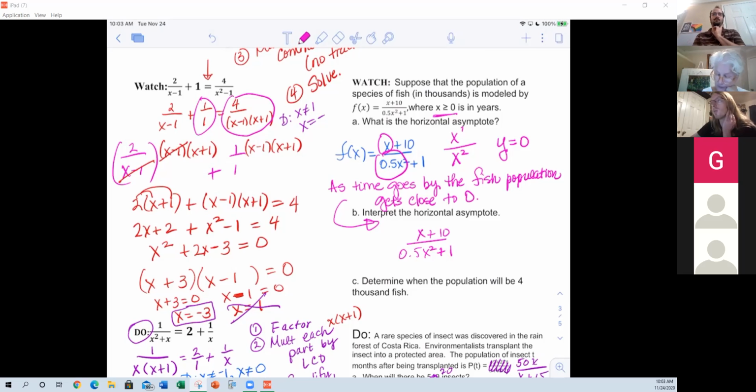Set it equal to 4, because x represents the years, and they're asking you for when the number of fish is going to be 4,000, right? So you're going to set that equal to 4. Now, if you have one fraction equal to one fraction, what is the easiest way to solve a rational equation?